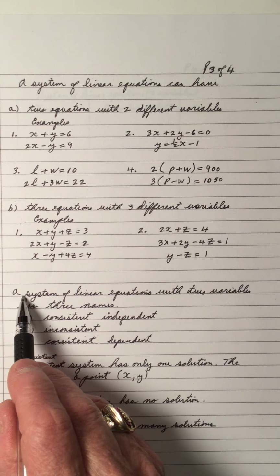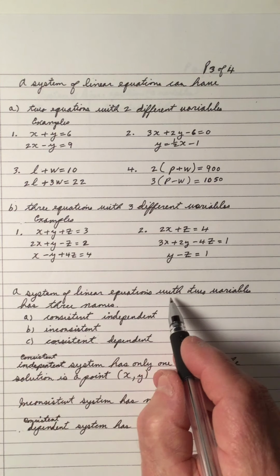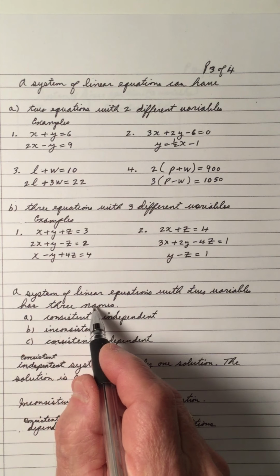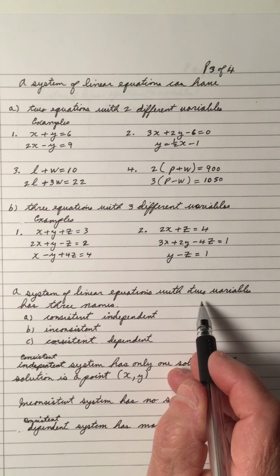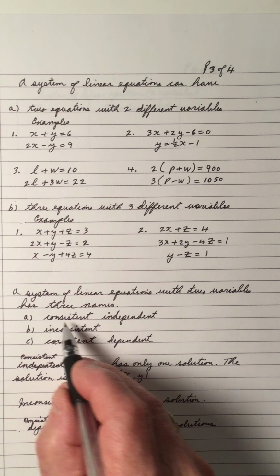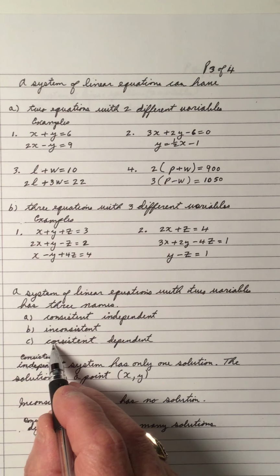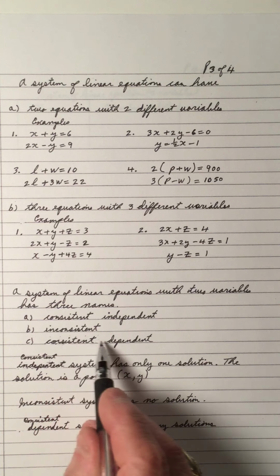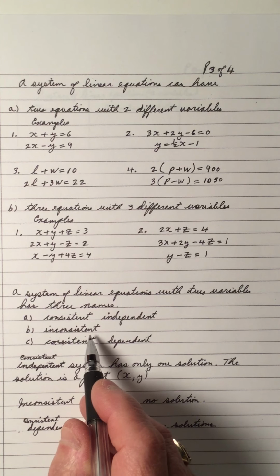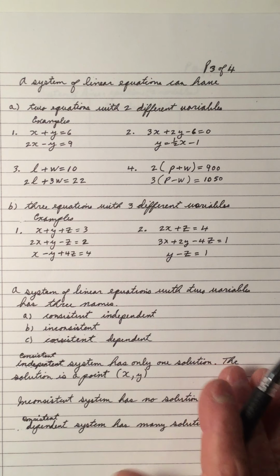Let's look further. A system of linear equations with two variables has three names. So we're going to talk about the system of linear equations with two variables. And the names are consistent independent, inconsistent, and consistent dependent. So these are the names that you're going to see me mention throughout, because some teachers give you questions on these and ask you to learn them. So I'm going to review it.